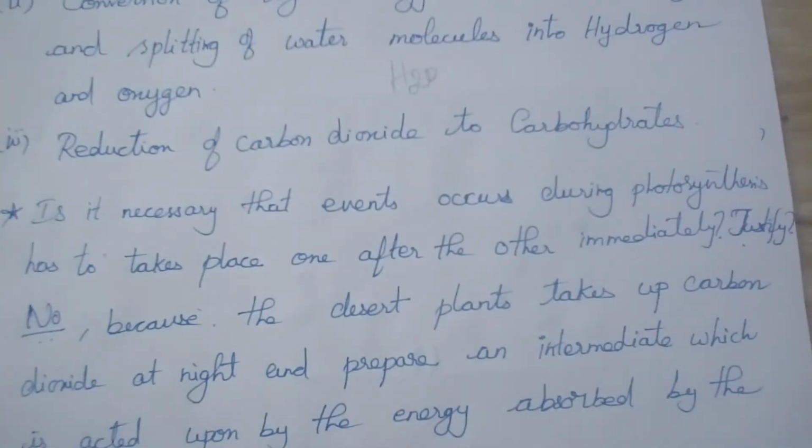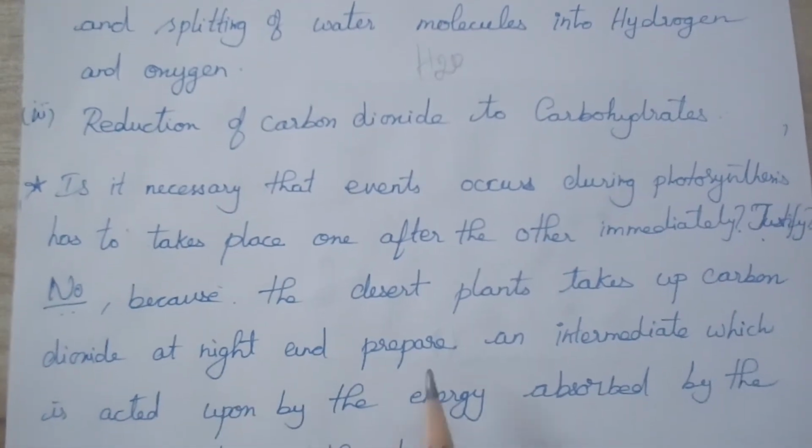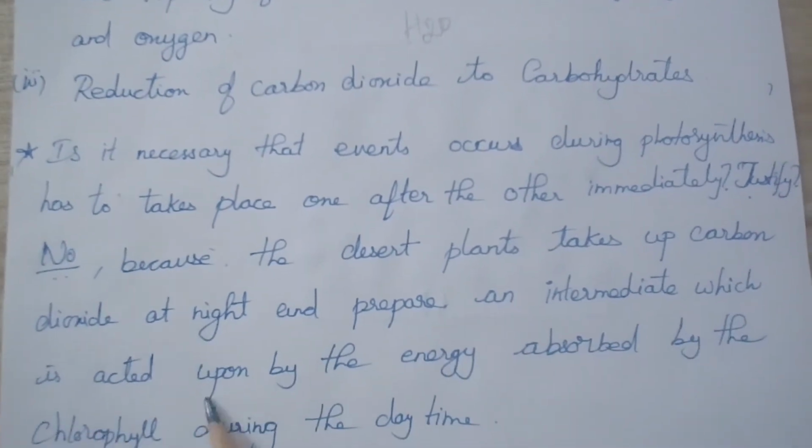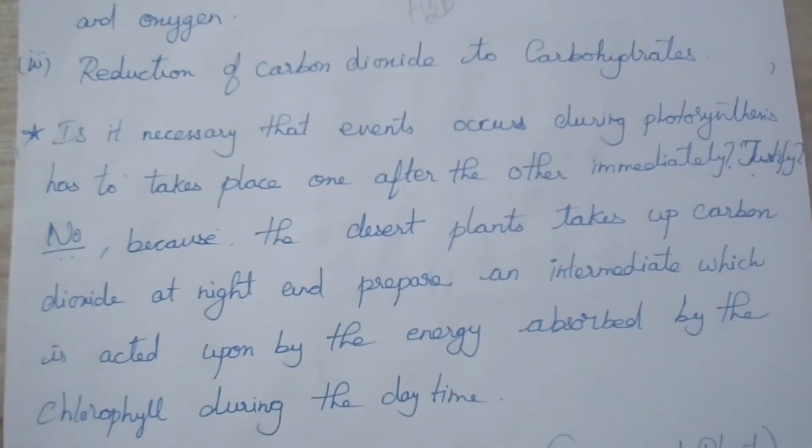Because the desert plant takes up carbon dioxide at night only, and prepares an intermediate which is acted upon by the energy absorbed by the chlorophyll during the daytime. The desert plants take the carbon dioxide from the atmosphere during night time only, because during daytime it is very arid, so the stomata will be closed.